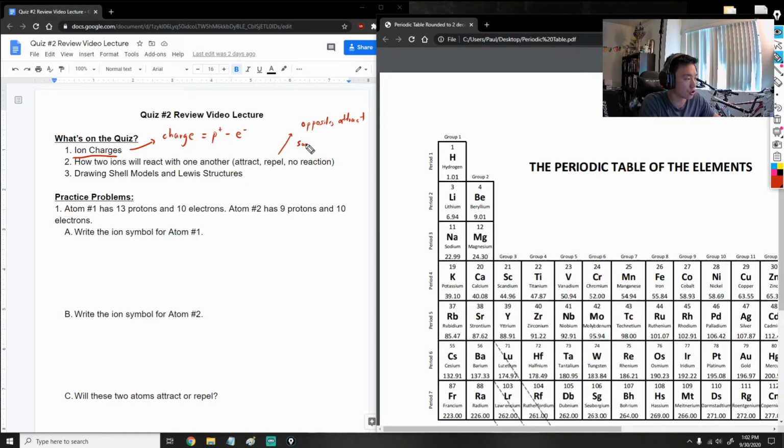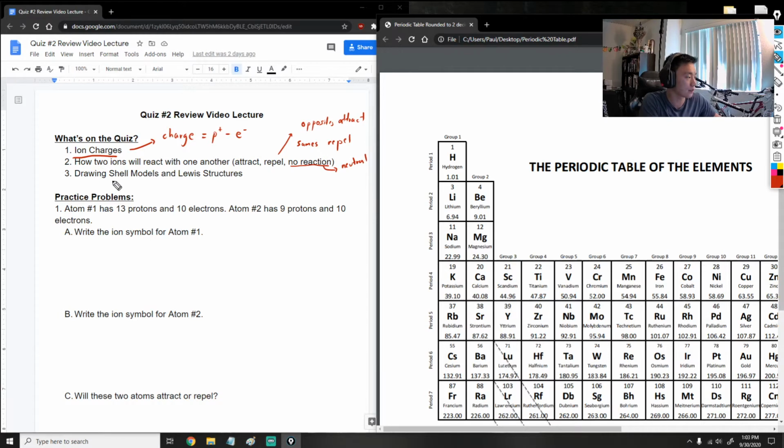And the same charges repel. So if they're the same charge, if it's positive, positive, they're going to repel. And if they're negative, negative, they're going to repel. And there's going to be no reaction if one of the atoms is neutral. Okay, so just make sure you keep that in mind.